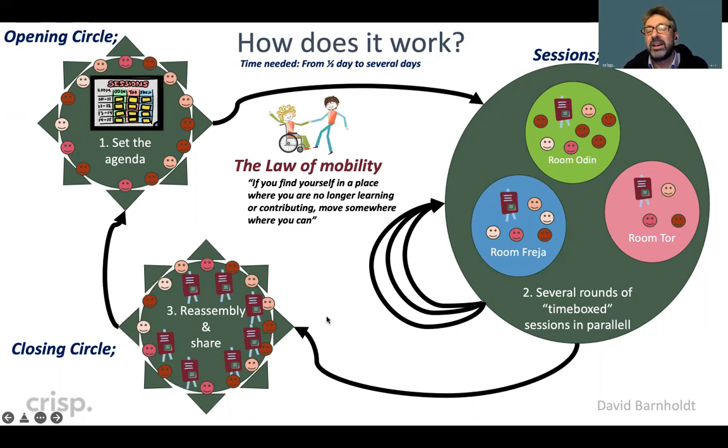Maybe we did only set the agenda for the first half day, and now we set the agenda for the next half day. Maybe we did set the agenda for the whole 2 days, but we want to iterate and maybe come up with new ideas. So this loop runs until we're done for that time.